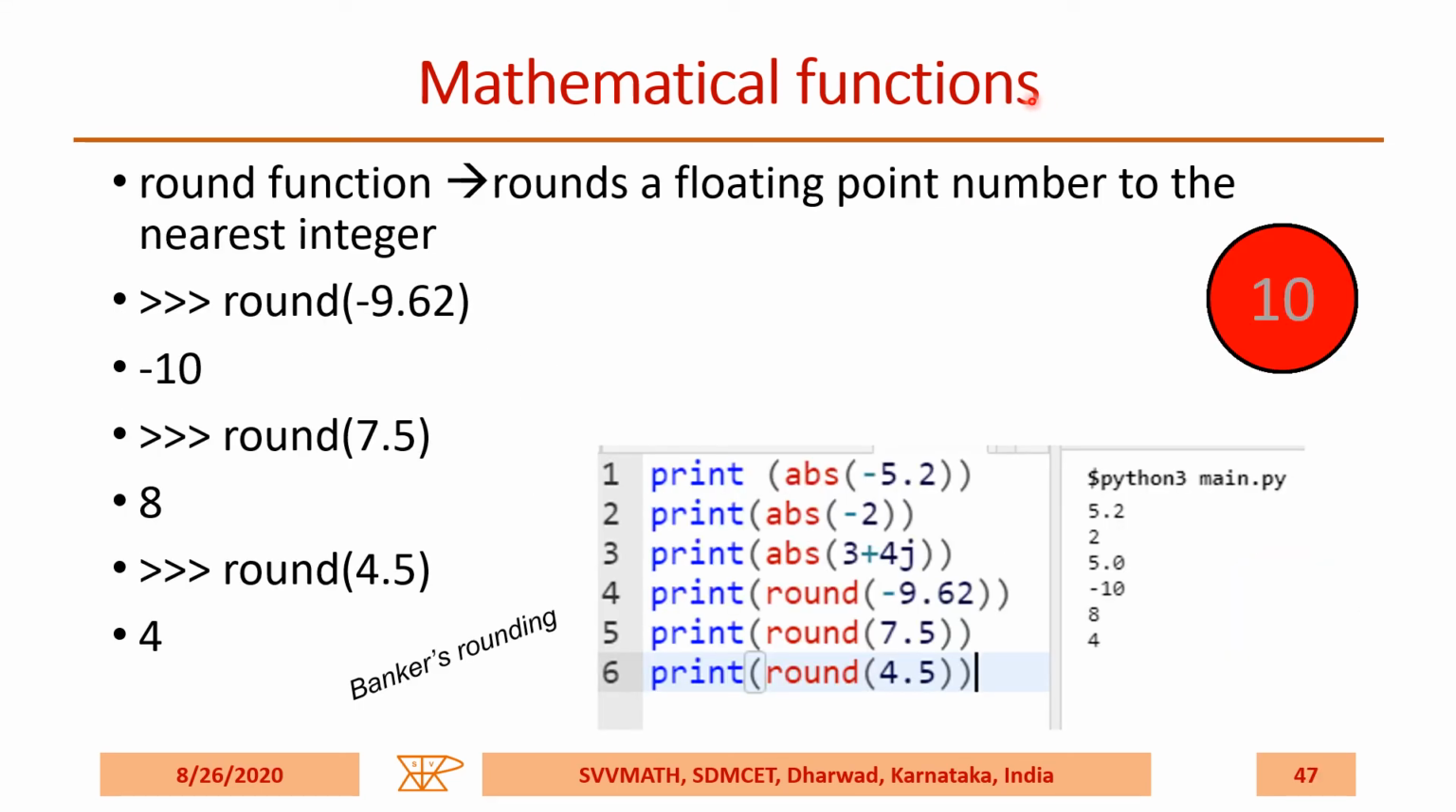Among the mathematical functions, you can use the round function. It rounds a floating point number to the nearest integer. For example, round of -9.62 gives -10. Round 7.5 gives 8. Round 4.5 gives 4. In the answers we have here, for 7.5 I got 8 and for 4.5 I got 4. You can do the simulation and try to understand how it behaves.